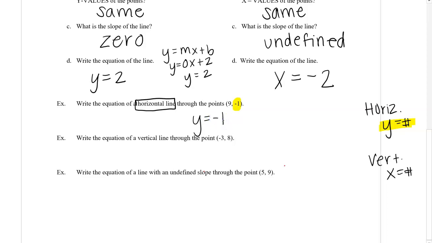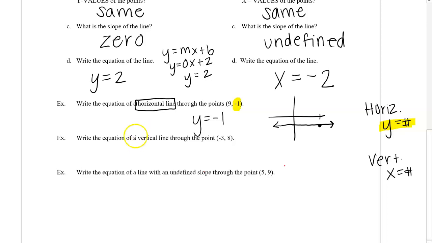If you weren't sure, you could go to a graph and plot the point 9, -1 and draw a horizontal line and ask yourself, are all the y values the same there? And they are. All the y values are -1.